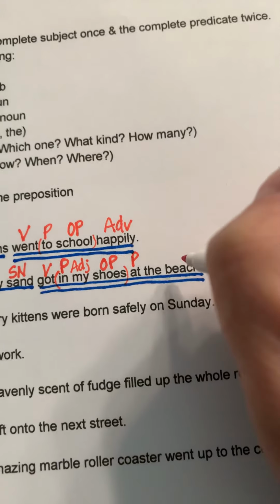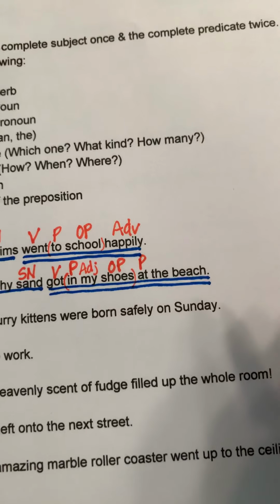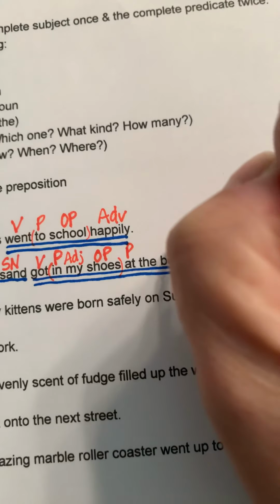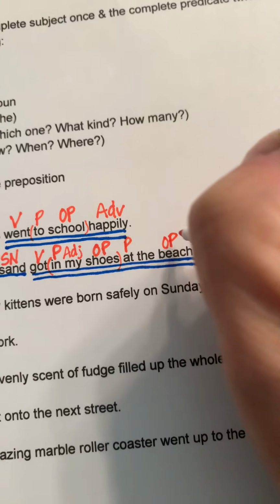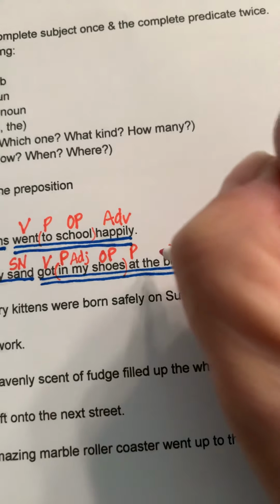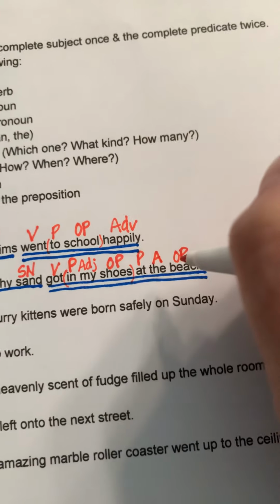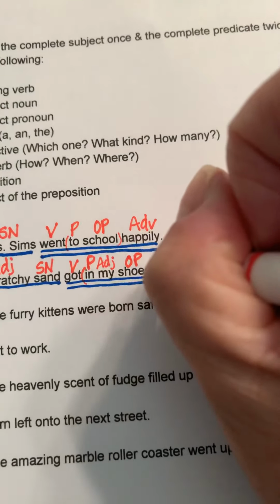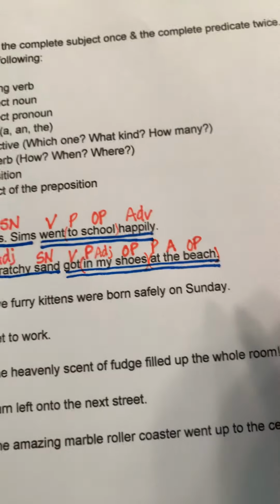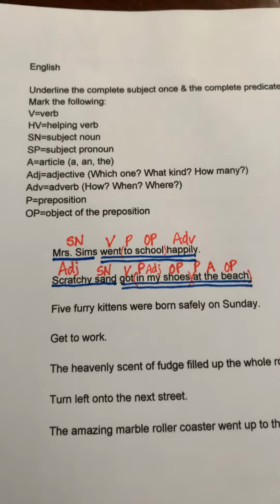So at is a preposition. And again, if you watch the jingle, it has a lot of these words on there for you, so you can kind of memorize them. Then at what? At the beach is the object of the preposition. And we know a and the are articles, so we mark it with an A. And then at the beach is our prepositional phrase.